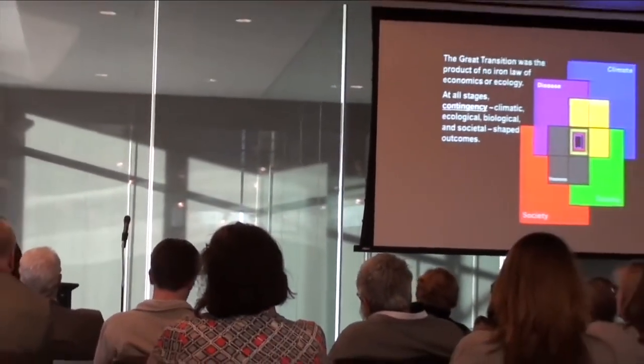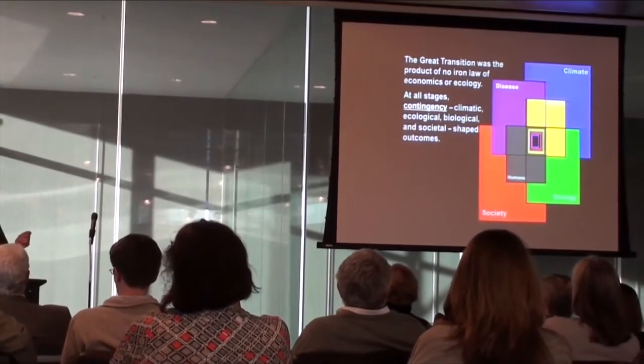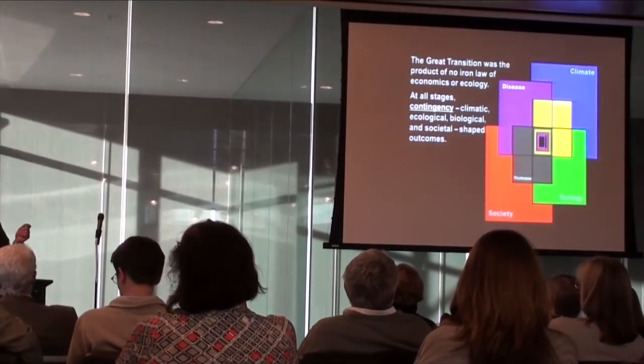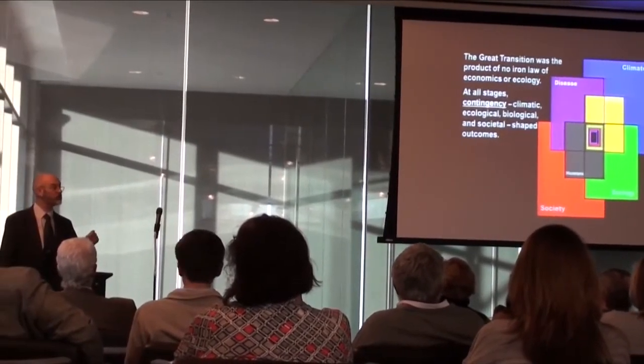This is good news for historians. What we are seeing here is not the working out of some iron law of economics or some iron law of ecology. Now, the laws of economics and ecology provide insights, but contingency, chance, accident is important at all stages, climatically, ecologically, biologically, and in terms of human beings. So what was the Great Transition? It's an example of contingent, chaotic development.